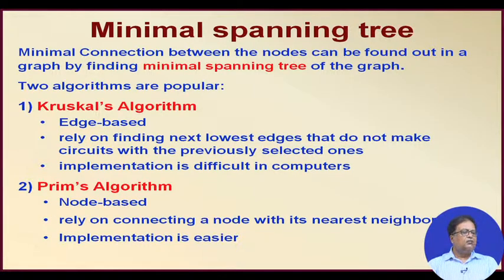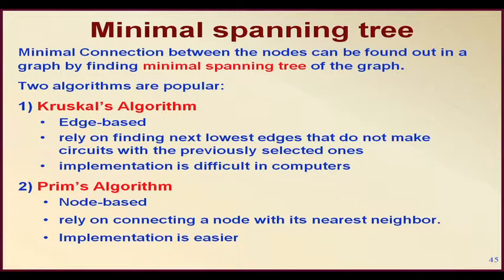The Kruskals algorithm is an edge based algorithm. It relies on finding next lowest edges that do not make circuits with previously selected ones, and implementation is difficult in computers. Prim's algorithm, on the other hand, is a node based method, and it relies on connecting a node with its nearest neighbor, and implementation is easier. So, there are two methods, one is the Kruskals, which is edge based, but the idea is to find that no circuit is formed, and the other one is node based.